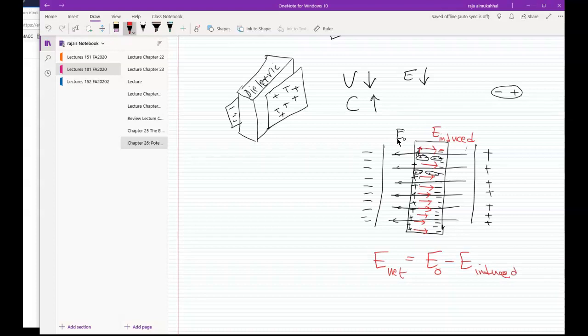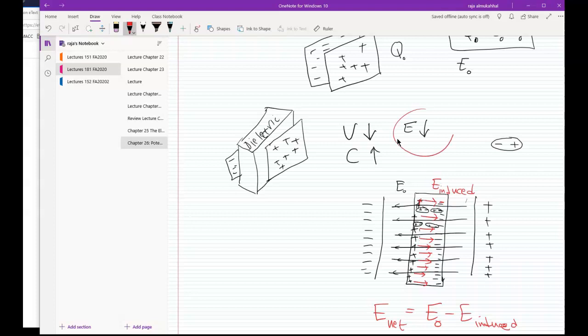And as a result of that, just like I wrote here, the net electric field will drop down. You see that? That's one aspect.